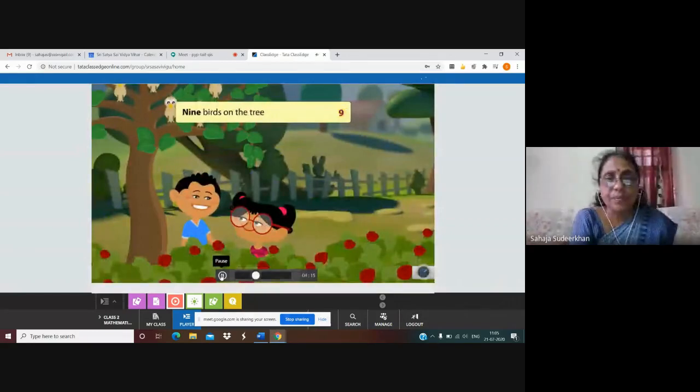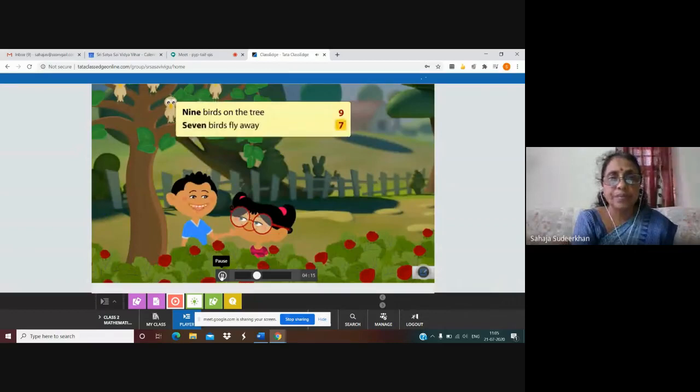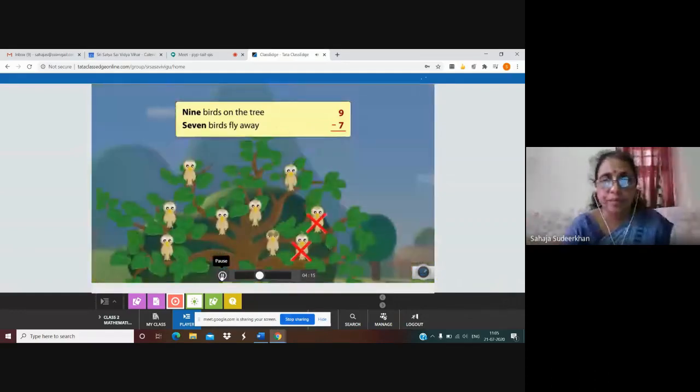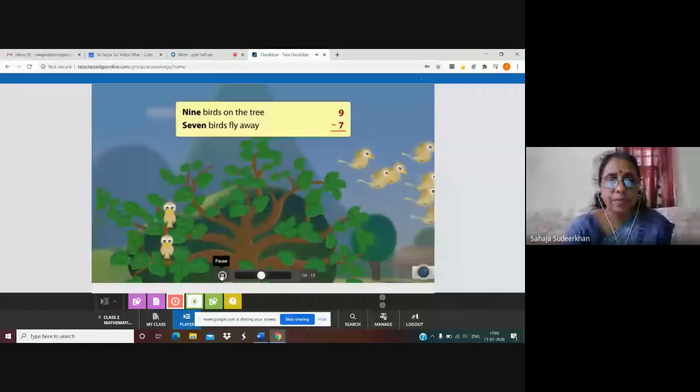9 birds on the tree now. Hey Jia, how many birds will remain on the tree if 7 of them fly away? To find the remaining number of birds, we must take away 7 birds from 9 birds. 1, 2, 3, 4, 5, 6, 7. Look, Jia, only 2 birds shall remain. If 7 birds from 9 birds fly away.